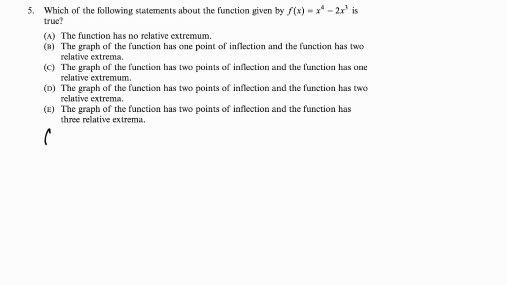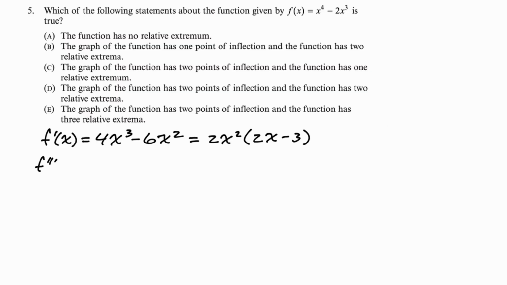So step 1, I'm going to find f prime. So f prime, just the power rule. So it's going to be 4x cubed minus 6x squared. I'm going to factor that to get, I'm going to take 2x squared out, and then we'll have 2x minus 3. All right, but you go back to the non-factored form to find f double prime, which we need because we need to talk about points of inflection.